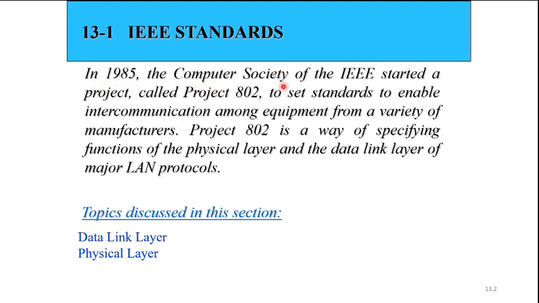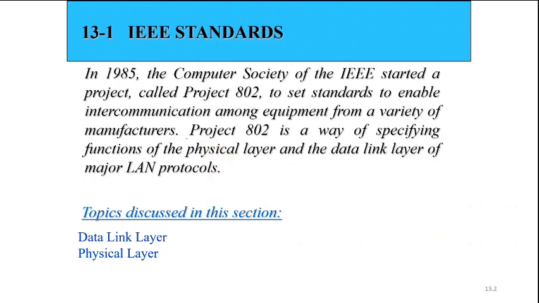In 1985, the Computer Society of the IEEE started a project called Project 802. IEEE is a group, and in that there is a computer society. This project is to set standards to enable intercommunication among equipment from a variety of manufacturers. Manufacturers can be different, but they should be following similar standards and rules. So under this project, they have different protocols, different sets of rules for intercommunication between devices of different manufacturers. Project 802 specifies the functions of the physical layer and the data link layer of major LAN protocols.